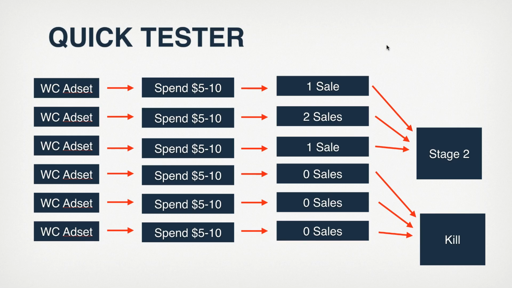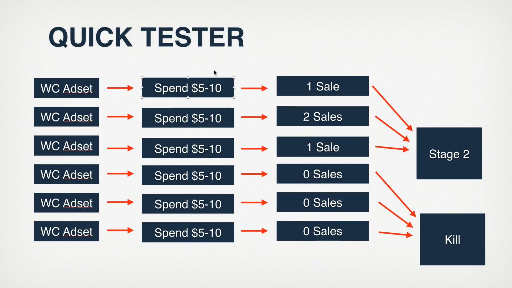What I would do is, I forgot to mention, I would get a bunch of products that I want to test. Let's say 6, for instance. Here I'll do website conversion ad sets, and I'd set them to add to cart. Then what I would do is spend $5 to $10 max. This is the Quick Tester, right?